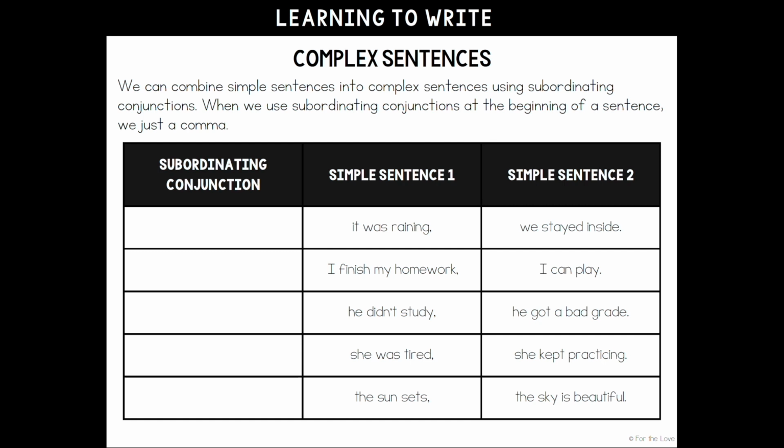Again, we're going to use the same subordinating conjunctions as we did in the previous activity, so you'll want to have that list up for your students to choose from as they are writing these sentences. Here is a suggested answer key. It is not the only right way to combine these sentences into complex sentences.